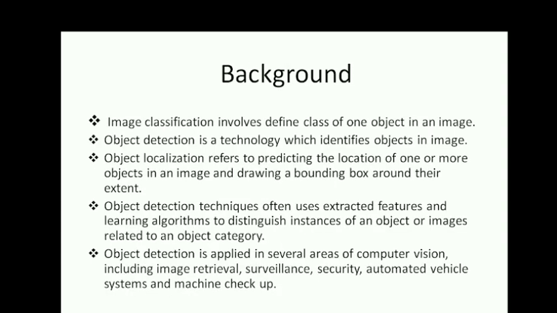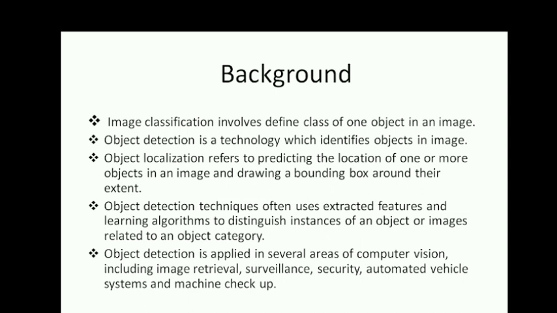First of all, the background. Basically, image classification involves defining the class of one object in an image. Object detection is a technology which identifies objects in an image. Object localization, the location of the target object, is difficult because of several tracking obstacles such as motion, blur, background, etc.